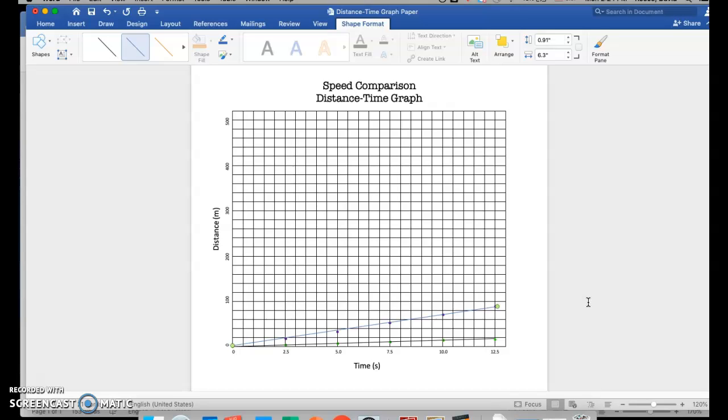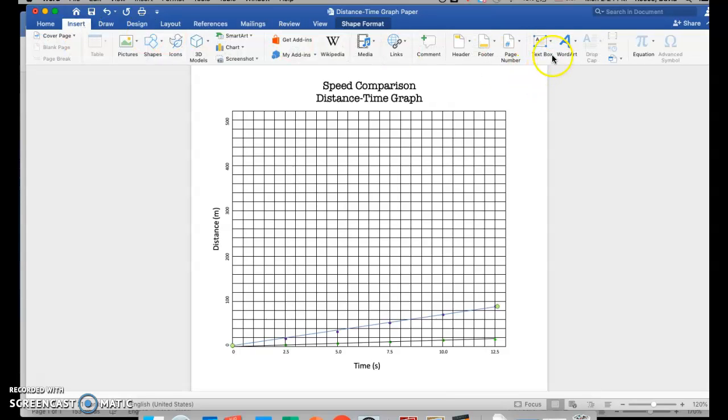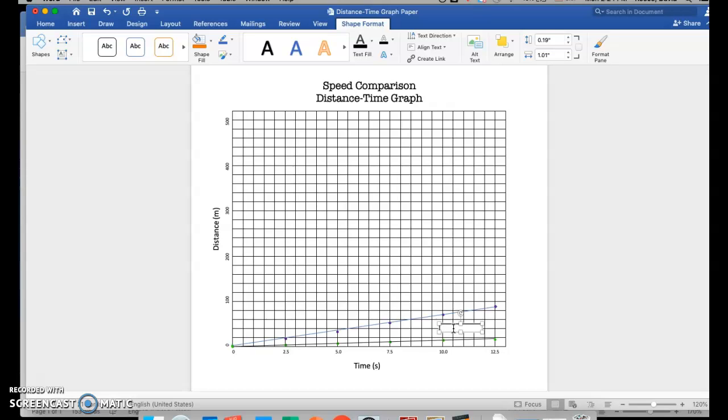One other thing that you should probably always do is identify each line. There are a couple ways of doing that. I'm just going to show you with a text box here. I'm going to grab a text box, put it right here. Now I'm going to say that that is the walking person. You'll actually be able to see it. That is the walking person.